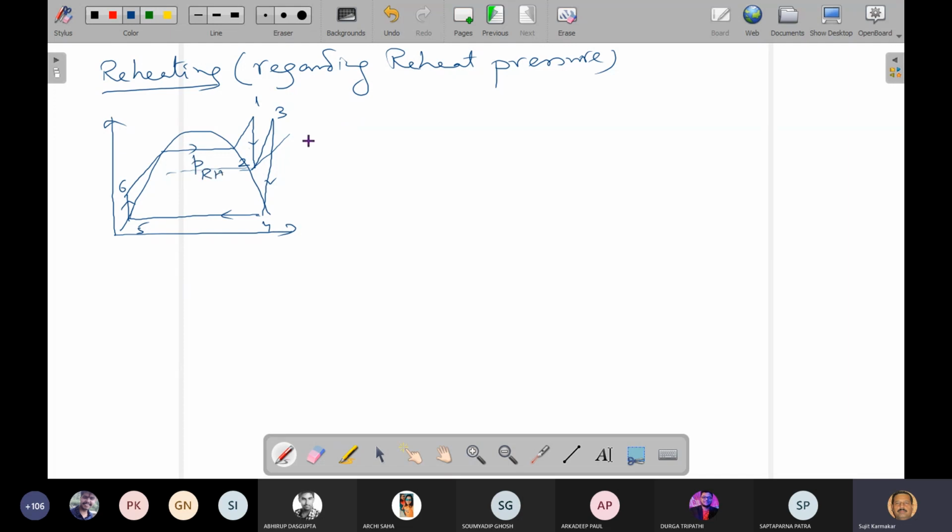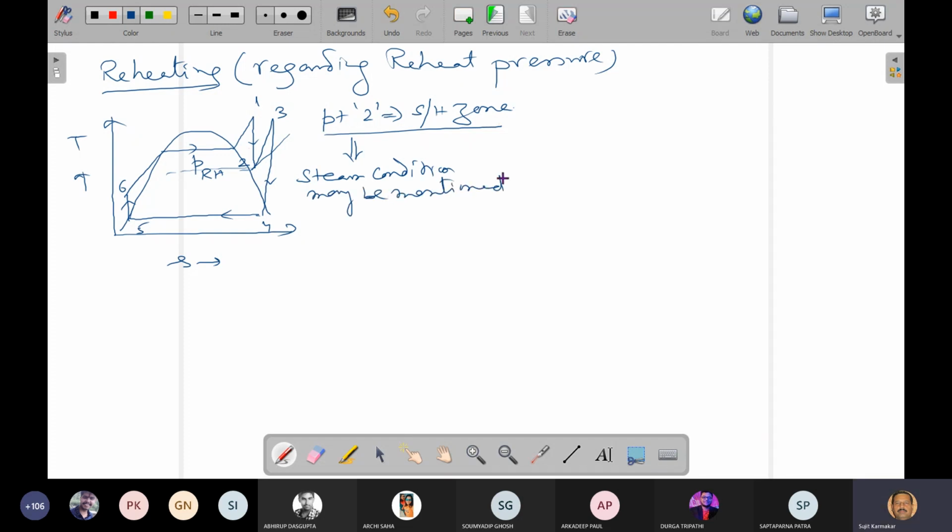With P reheat, point number 2 is in which zone? It is in the superheated zone. So this is the first possibility. If it is coming under the superheated zone, the steam condition may be mentioned. All right, this is possibility number one.